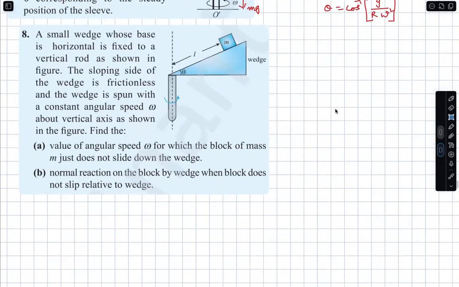A small wedge whose base is horizontal is fixed to a vertical rod as shown in the figure. The sloping side of the wedge is frictionless and the wedge is spun with a constant angular velocity omega about the vertical axis as shown in the figure. This is going to be the last question.